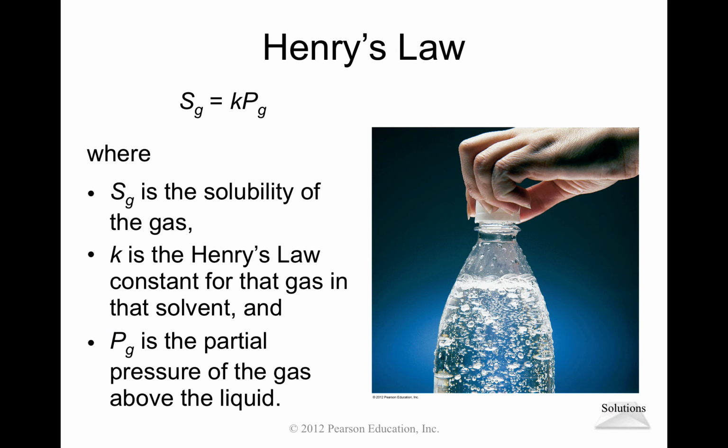So it's a direct relationship. The solubility of a gas is S. The pressure over the gas is P. So increase the pressure, increase the solubility. K is a constant that's going to depend on what kind of gas you're talking about, right? So oxygen is going to have a different solubility than nitrogen in water, which will have a different solubility than carbon dioxide in water. So each will have its own Henry's law constant that would equate pressure to solubility.